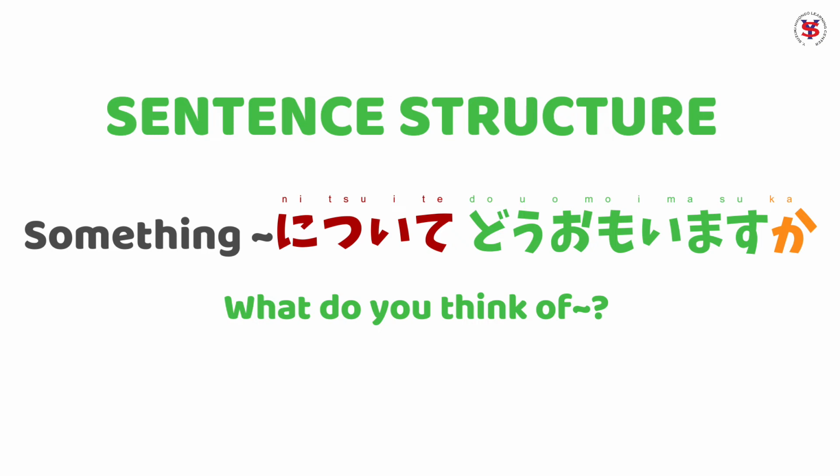So, paano kung yung general opinion ng iba ang gusto nating itanong? Kapag gusto naman natin malaman ang opinion ng iba tungkol sa isang bagay na hindi yes or no lamang ang sagot, gamitin natin ang pattern na something ni tsuite do omoimasu ka? Again, the pattern is something ni tsuite do omoimasu ka.